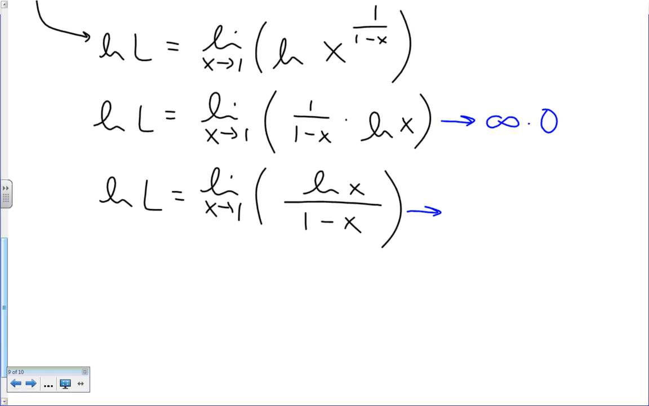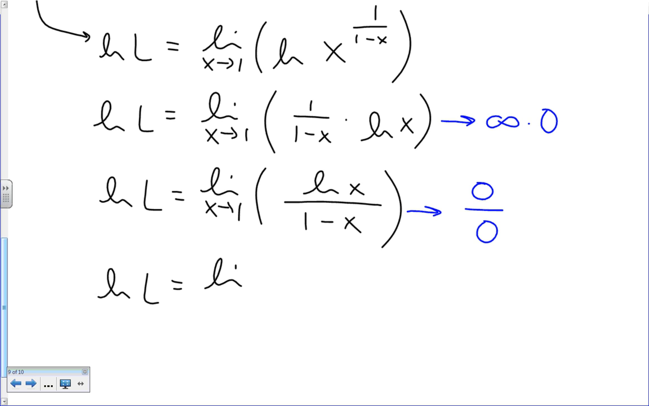In the numerator, as x goes to 1, natural log of 1 is going to 0. In the denominator, as x goes to 1, 1 minus 1 is 0. Hey, look at that. We are in the quotient form of an indeterminate, which now that I'm in that form, I can apply L'Hopital's rule to this limit that I have over on the right side. So I still have the natural log of L.